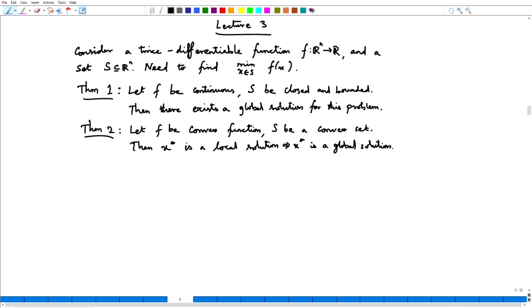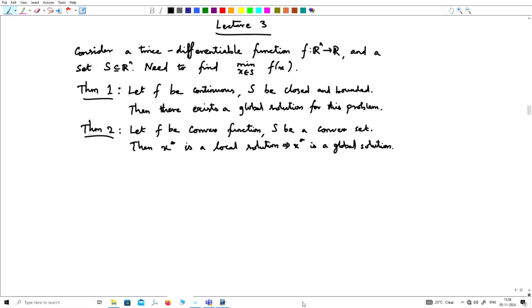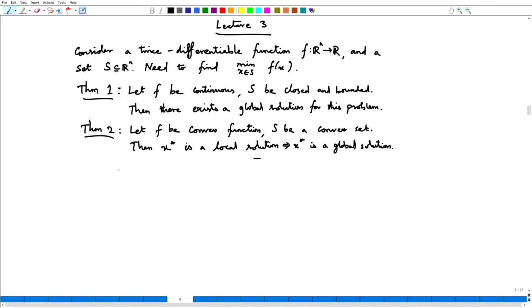To give a recap of what is a convex function, you can recall that f is convex if and only if f of lambda x plus 1 minus lambda y is less than or equal to lambda f of x plus 1 minus lambda f of y for all x, y and for all lambda in 0 1. Okay.